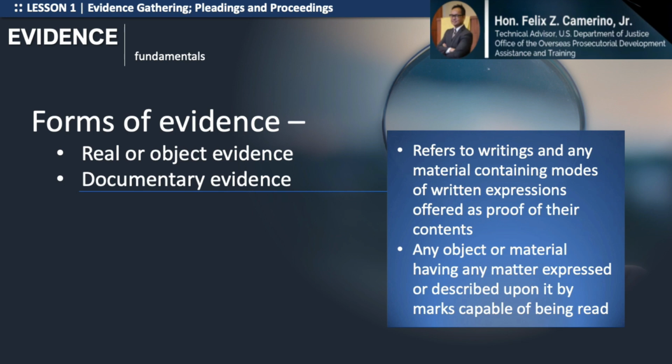Okay, so if we'll quickly read it, it says it refers to writings and any material containing modes of written expressions offered as proof of their contents. It further goes in saying any object or material having any matter expressed or described upon it by marks capable of being read. So again, it is the content of the document, such that the document would mean it doesn't necessarily need to be a piece of paper. It could be any object, so long as it's not the object that's being presented, but the content that is on that object, the writings, the markings, the expressions, right?